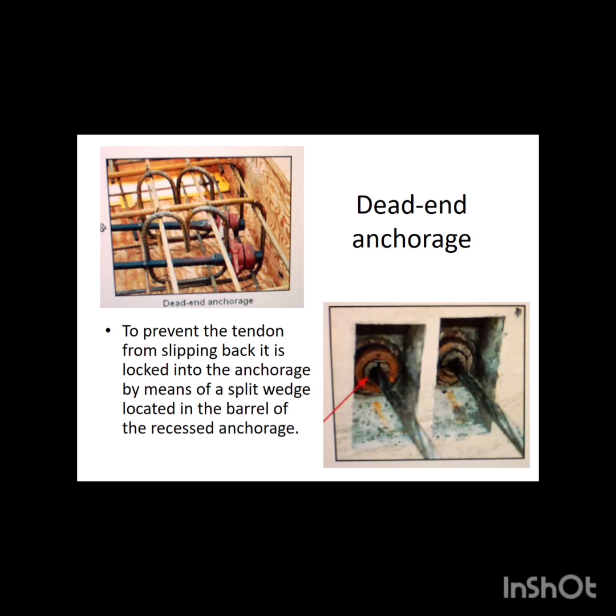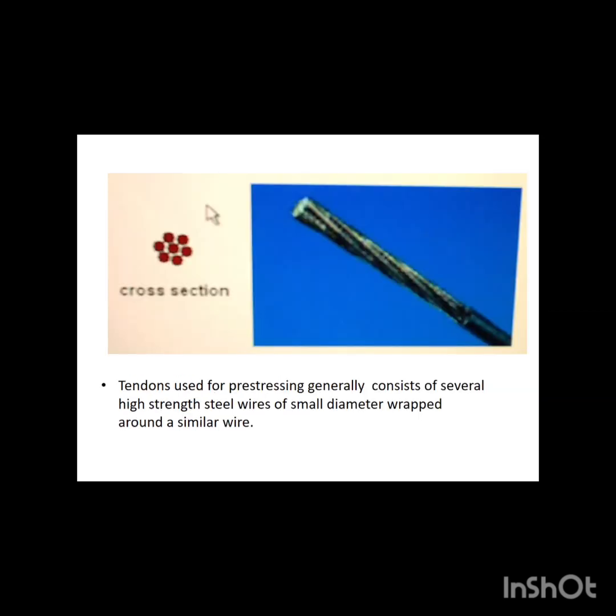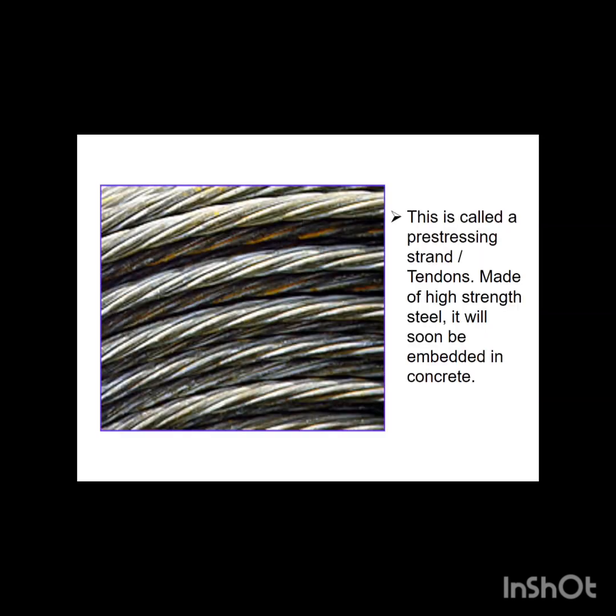These are the dead end anchorages. To prevent the tension from slipping back, it is locked into the anchorage by means of a split wedge located in the barrel of the recessed anchorage. Tendons used for prestressing generally consist of several high-strength wires of small diameter wrapped around a similar wire. This is called a prestressing strand. Bar tendons are made of high-strength steel.